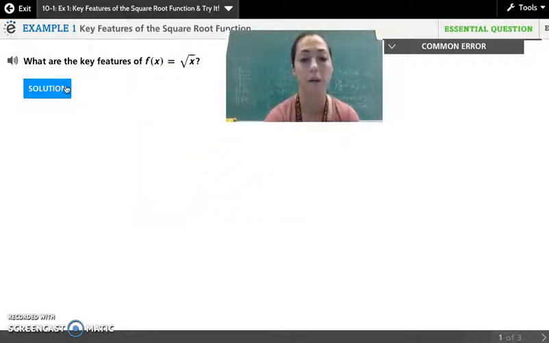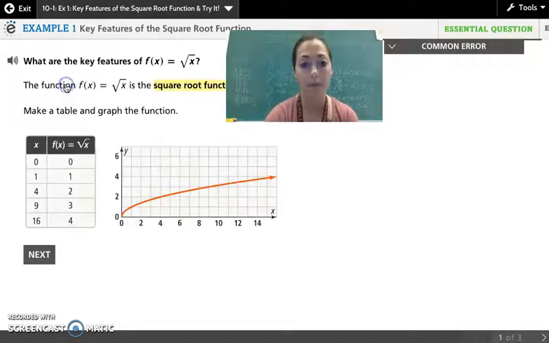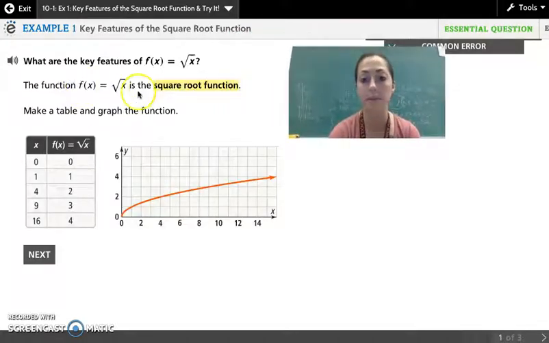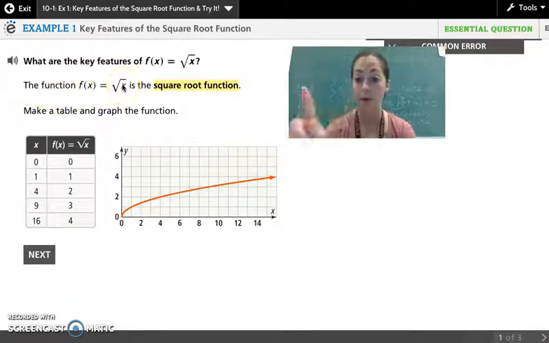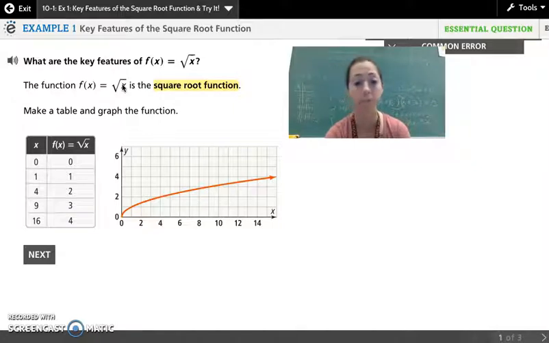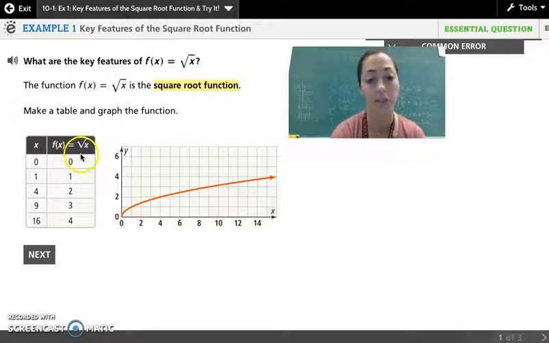All right, so first thing I want you to look at is, say you don't know how to do something, there's always a table of values. So whenever you see the square root of x in an equation, that means it's a square root function. Very complicated. So make a table and graph the function is our go-to. Notice this table of values. Our domain is chosen particularly.